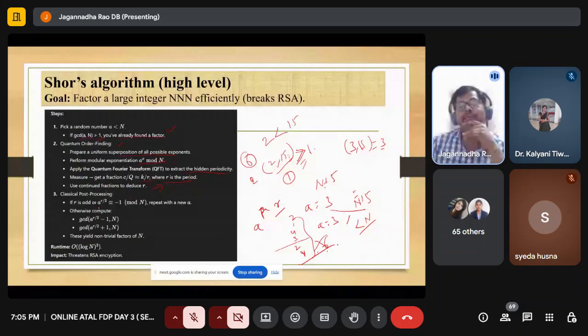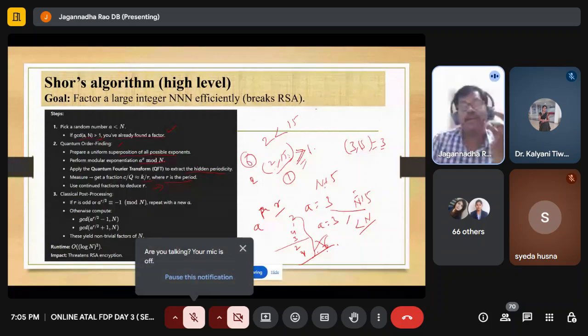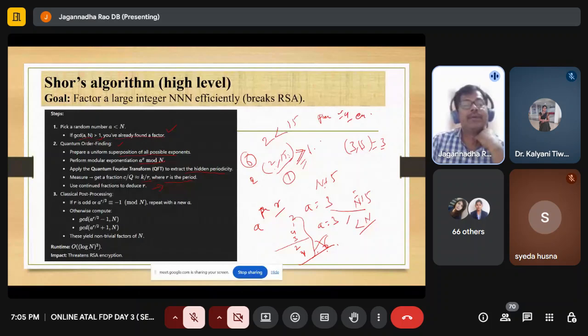What is this? If r is an odd number... In our earlier example the period is 4, and 4 is an even number. So simply I am talking about the even number. With an even number, what do you do? You compute a power r by 2 plus or minus 1, comma n. For this you calculate the GCD. That is the even case in our example.